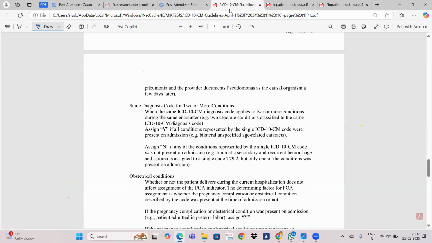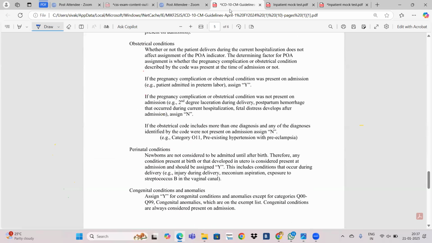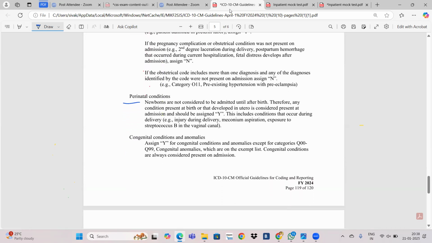Next concept. Obstetrics, like pregnancy. Remember guys, same guidelines for pregnancy also. If the condition develops after admission, N; if the condition was present at the time of admission, Y. Then perinatal means newborns. Newborns are not considered to be admitted until after birth. Until after birth, we should not code separately as a newborn.